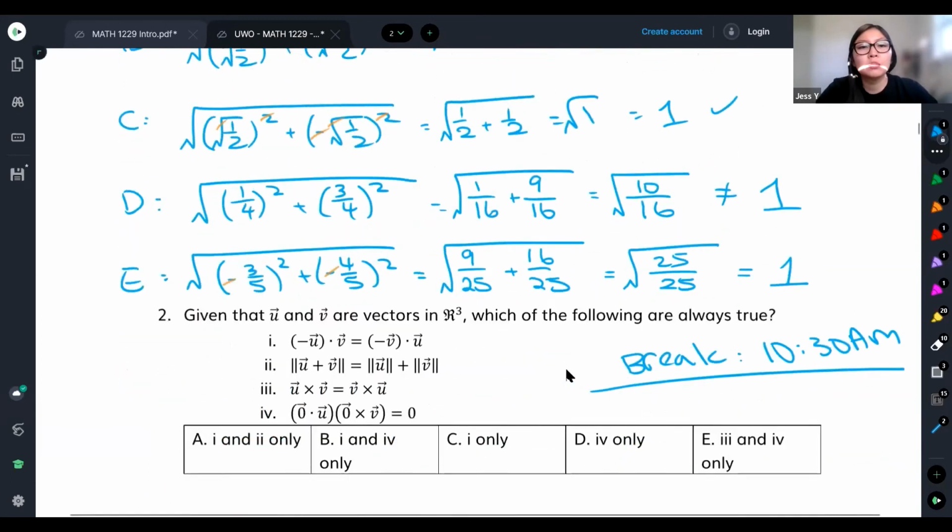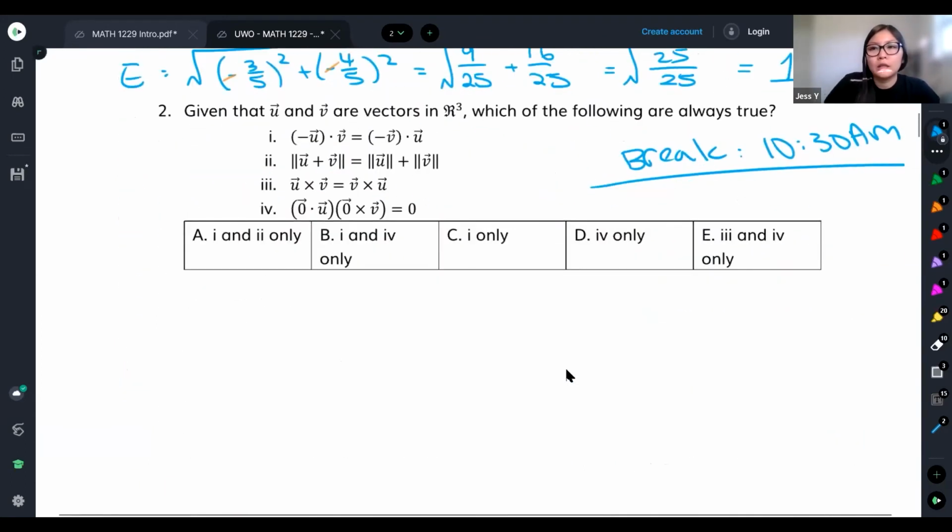All right, so number 2. We were on the chapter 1 questions. Given that u and v are vectors in R3, so we know they're R3, which of the following are always true? These questions, I know a lot of students get stumped on because they involve these properties and whatnot. So let's go ahead and try to review these.